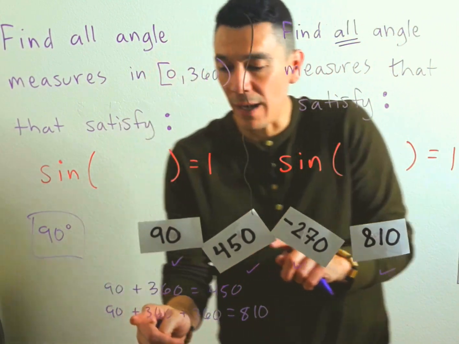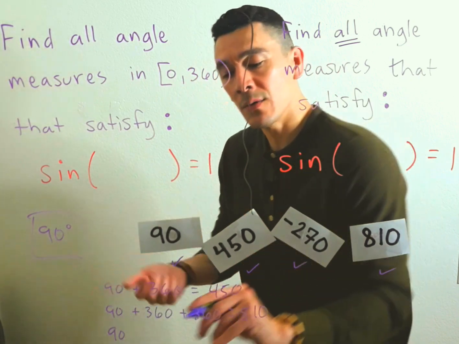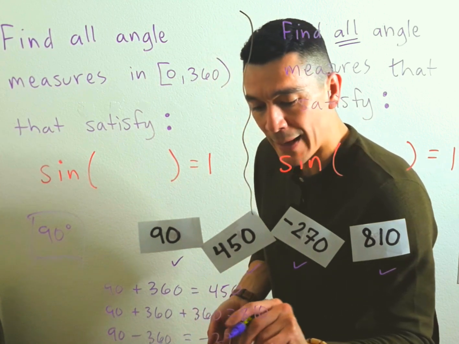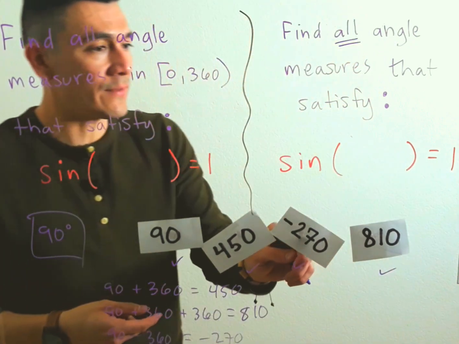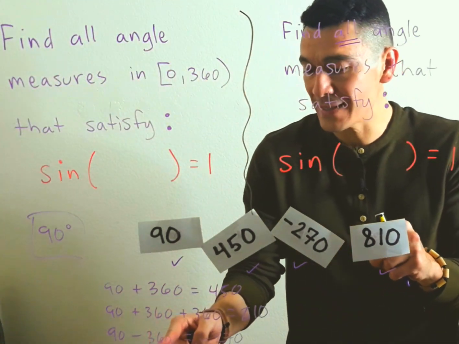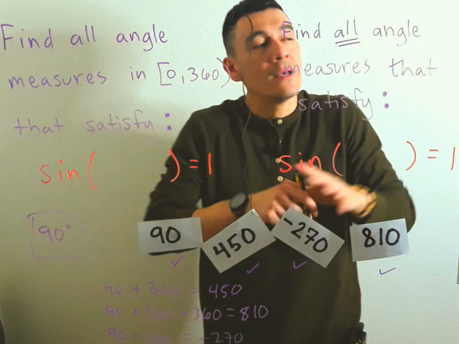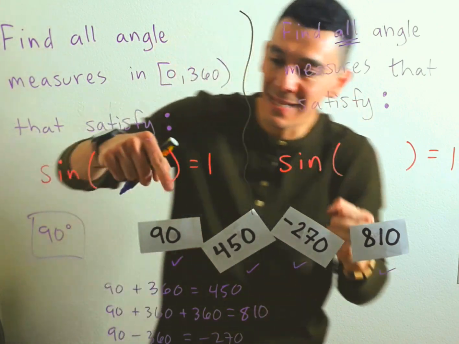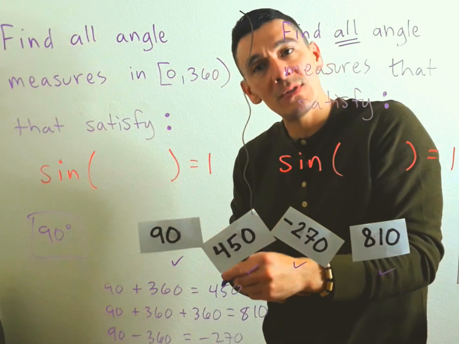But not only in the positive direction, we can also go in the negative direction. Let's go 90 minus 360. That gives you back negative 270, which is right here. And that's why negative 270 was the solution to this equation. So we can add or subtract 360 as many times as you like, because all you're doing is grabbing all of those angles that are coterminal to 90, and they constitute your solution set.